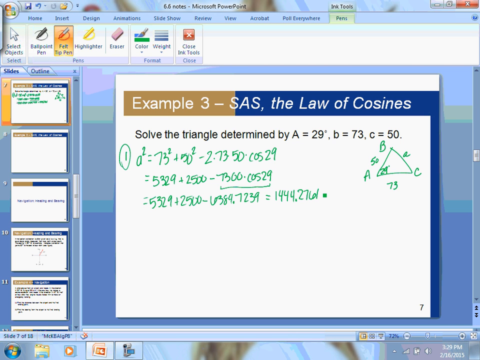And then when you add and subtract those all together, you'll get 1444.2761. Now when you're dealing with the cosine here, round it to 4 decimal places so that you're more accurate, okay? And then we're going to have to take the square root of that value, because this is still what a squared is equal to. So then to find a, I have to take the square root of that number, the 1444.2761. And that comes out to be about 38.